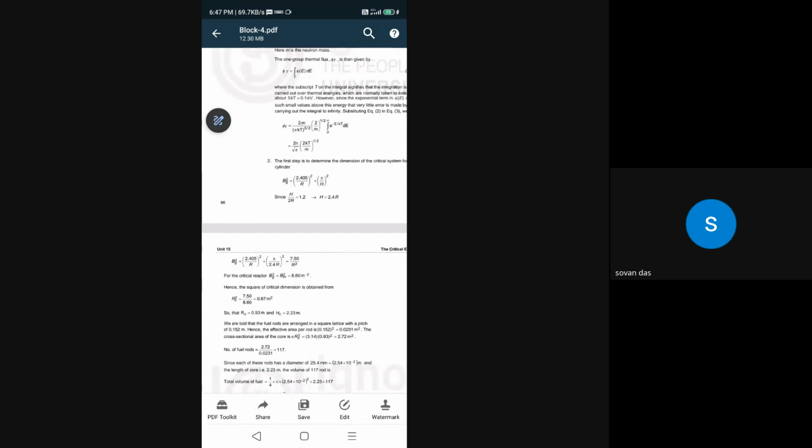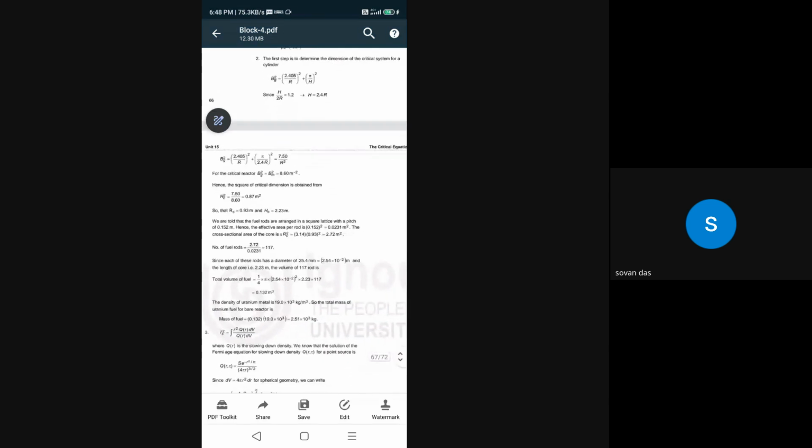So your Bg square is equal to (2.405 by r) square plus (pi by 2.4r) square, which is equal to 7.5 by r square. For a critical reactor, Bg square is equal to Bm square, which is equal to 8.6 meter to the power minus 2. Hence, the square of the critical dimension is obtained from Rc square is equal to 7.5 by 8.6, which is equal to 0.87 meter square. So that Rc is equal to 0.93 meter and your Sc is equal to 2.23 meter.